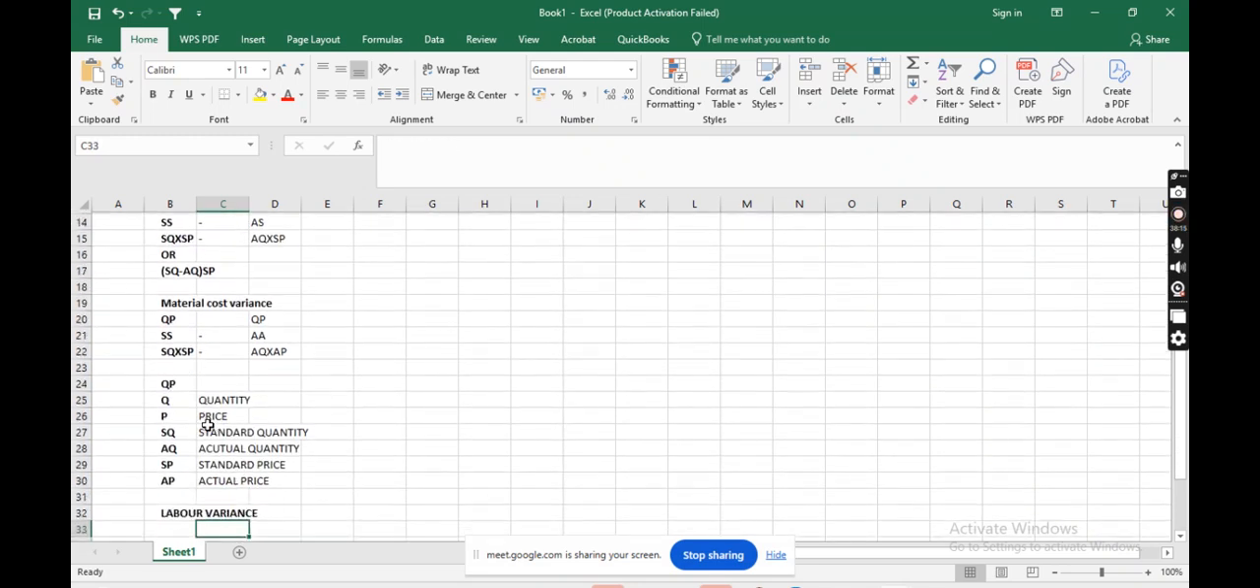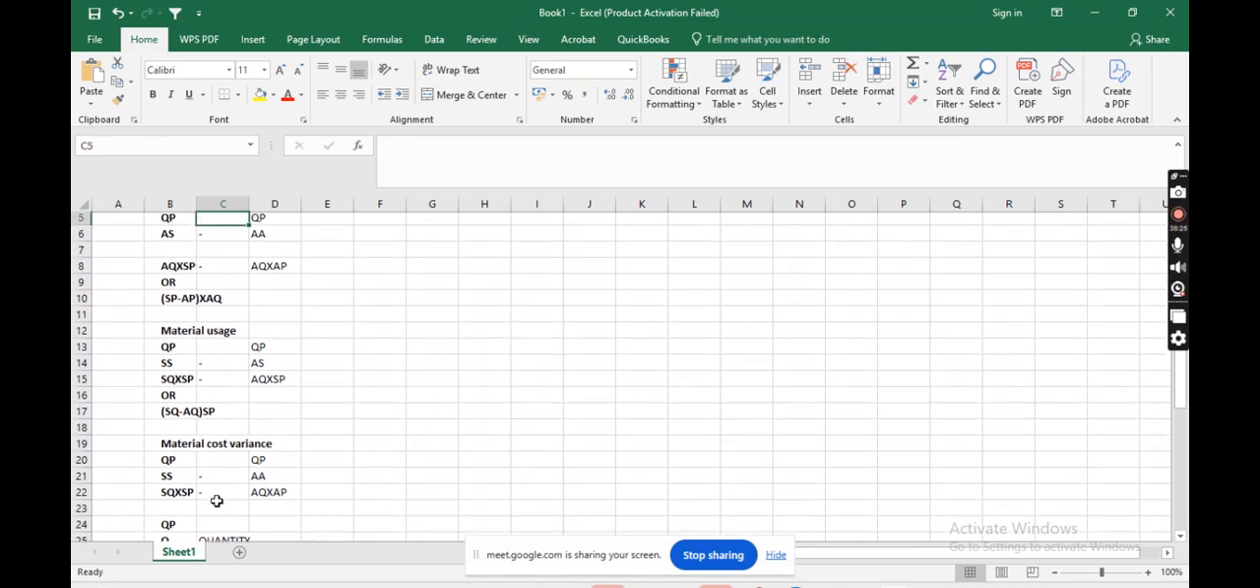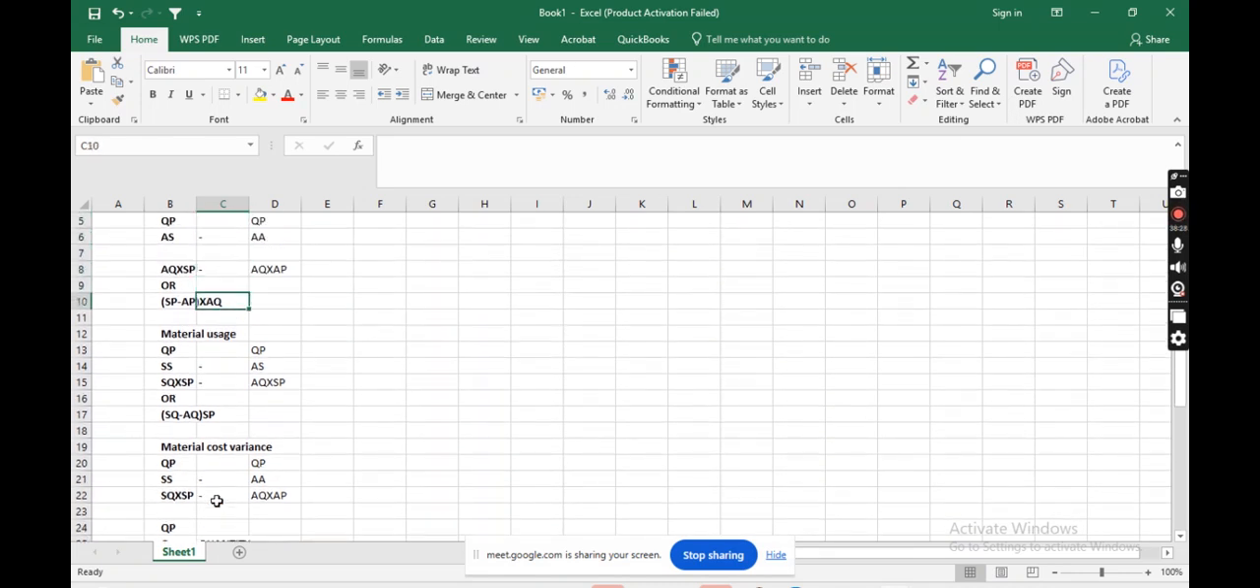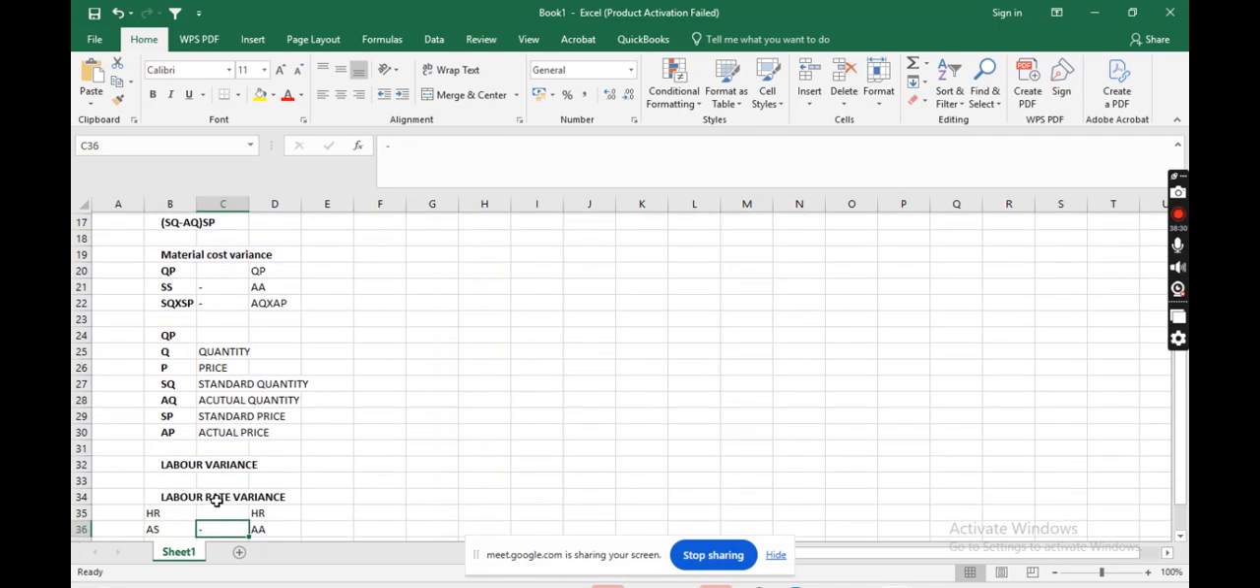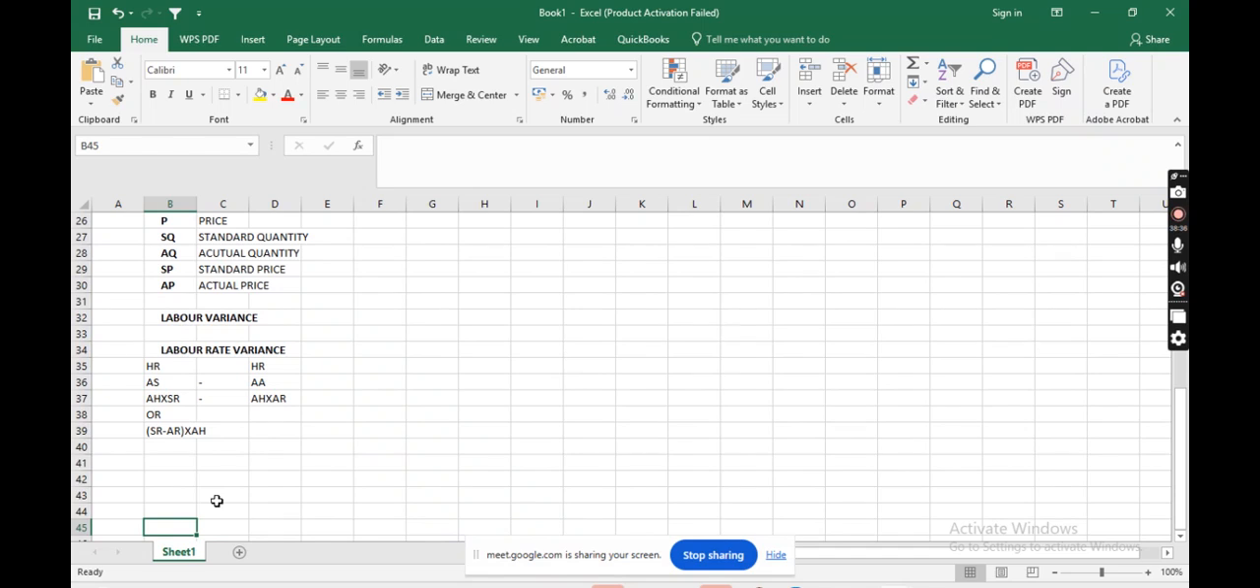But when it comes to this part, can you see it? It is the same thing. Standard rate minus actual rate times what? The actual hours. Because in the material, you have actual quantity, so the same thing is applicable here: you have actual hours. Even without writing the formula, I can say, okay, the labor rate.